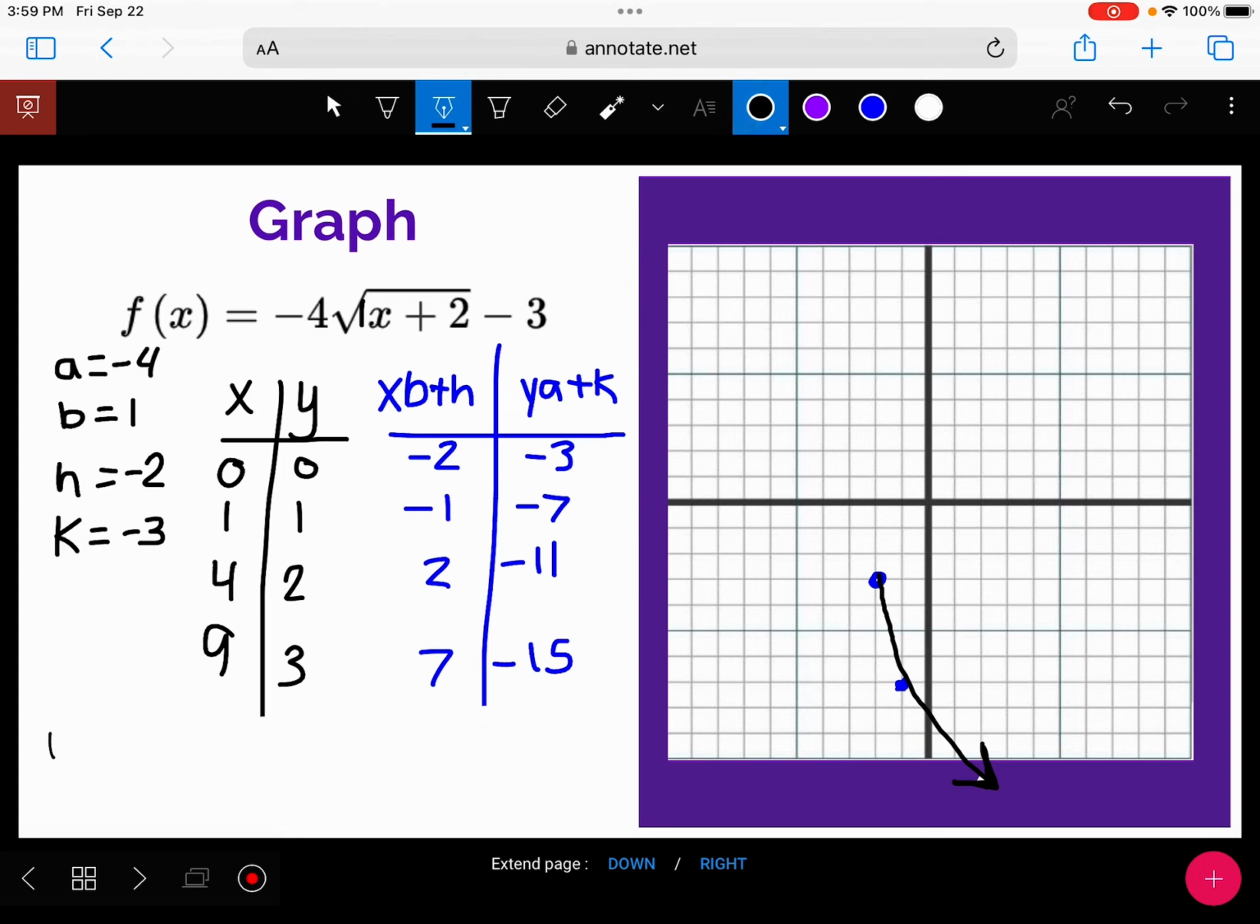Our domain here is that my x's have to be greater than or equal to -2. Or if you put it in interval notation, from -2 to infinity. With a square bracket, because -2 is a valid point. It's our endpoint right here. Our range, that's when our y's have to be less than or equal to -3. So we go from -infinity to -3. Again, with a square bracket on that -3 because that endpoint is included. And that's how we're doing our square roots.